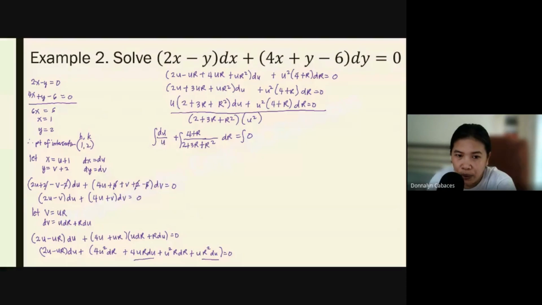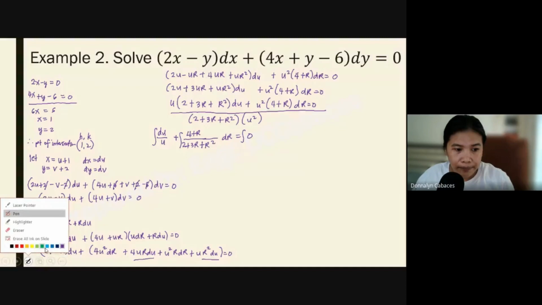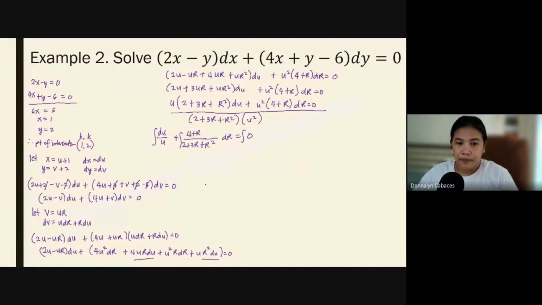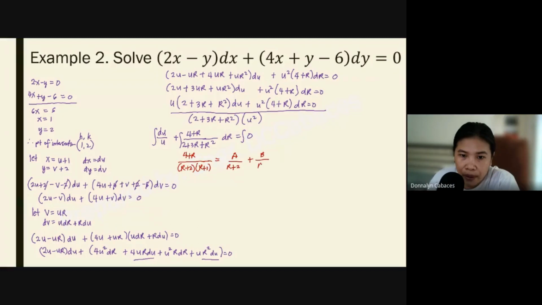First term is just ln of u. What about this term? How can we integrate that? So, what method are you going to use? 4 plus r over, this is partial fraction. What are the factors of r squared plus 3r plus 2? R plus 2 and r plus 1. This is equal to a over r plus 2 plus b over r plus 1. So we need now to determine the values of a and b.